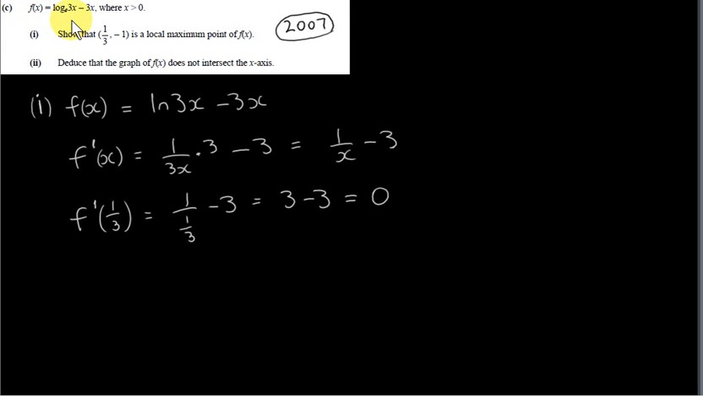f of x equals log to the base e of 3x minus 3x, where x is positive. We want to show that (1/3, -1) is a local maximum point of f of x. So I've written down f of x again. I've written ln for log to the base e.